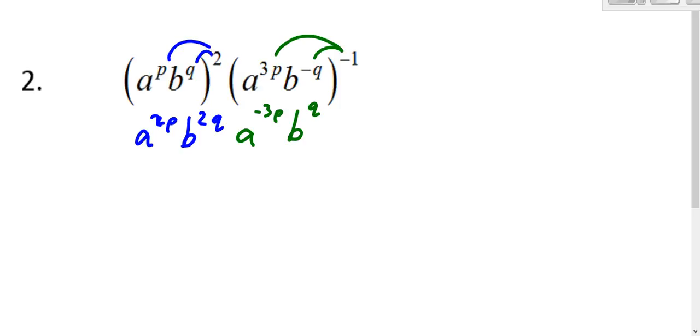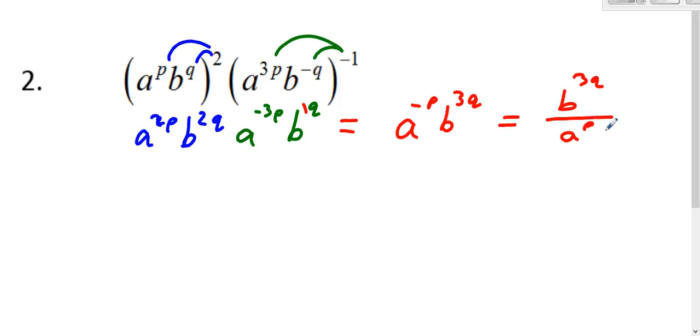Now we can combine to multiplication. So we would add exponents for the 2p and the negative 3p. Keep the base, you get negative p. And then b to the 2q and 1q, that's 3q. And then the only thing that's left that we can do is move the negative exponent. So we can keep the b to the 3q in the numerator, and then a to the positive p if we move it to the denominator.